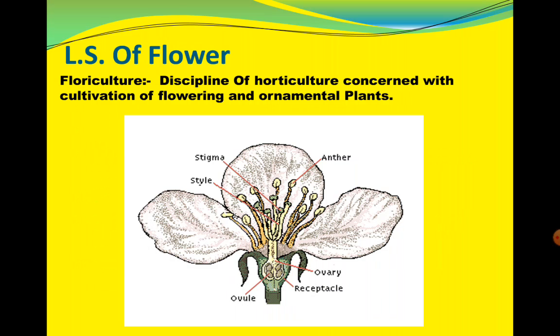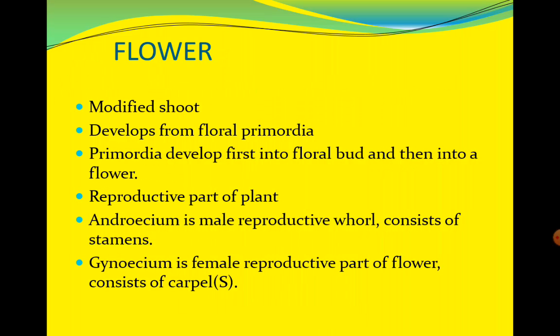As you can see in this diagram, there are four whorls. The outermost whorl is called calyx and then corolla. Corolla provides color to the flower. Then androecium. Androecium is a male reproductive whorl, consists of many stamens. And gynoecium is a female reproductive part of flower and that consists of carpel. Carpel is sometimes also called as pistil.